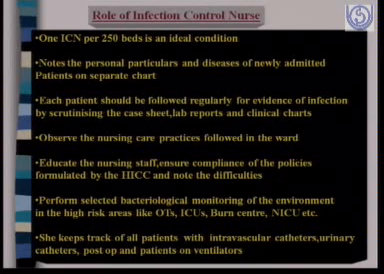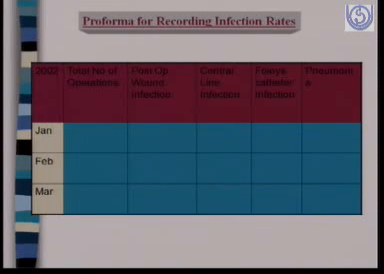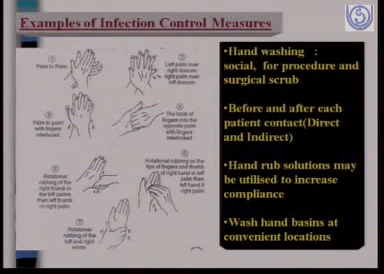That means she is actually keeping track of all patients with intravascular catheters, urinary catheters, post-operative patients, and patients on ventilators. This is some of the pro forma for recording infection rates by the nurse: total number of operations, post-operative wound infection, central line infection. So these are some of the examples of various infection control measures.